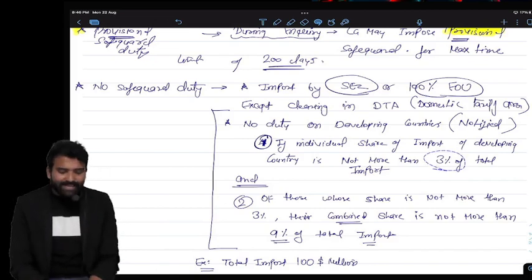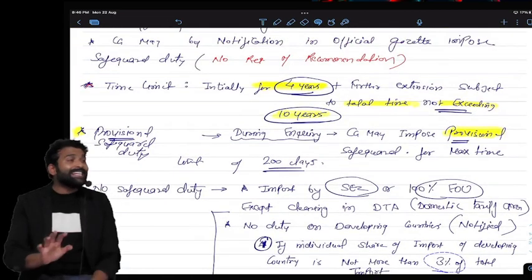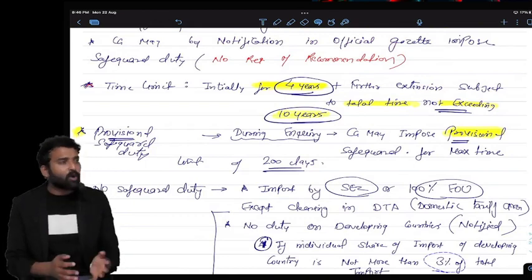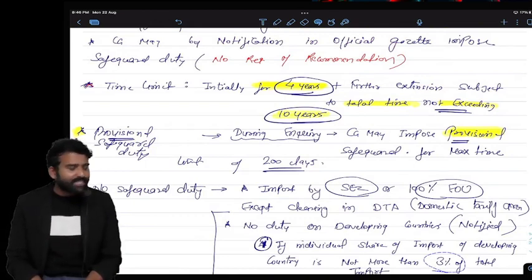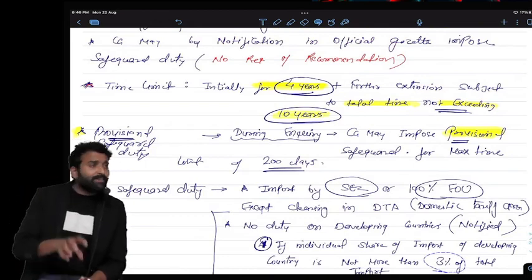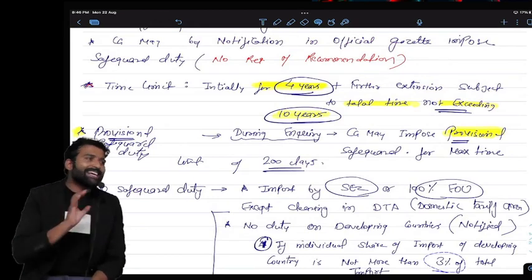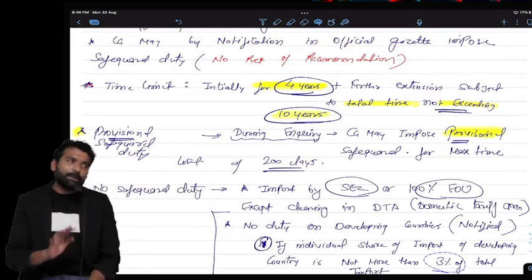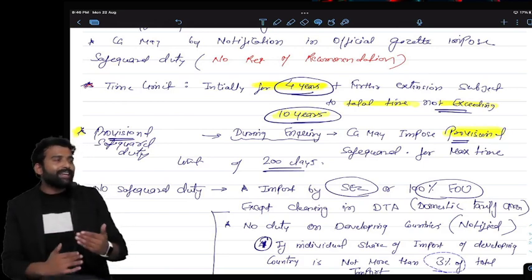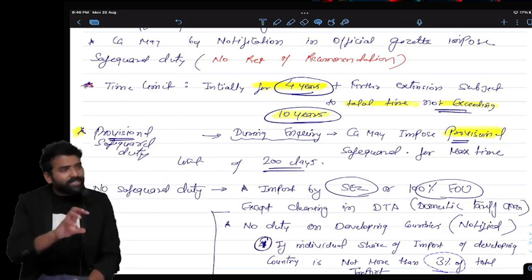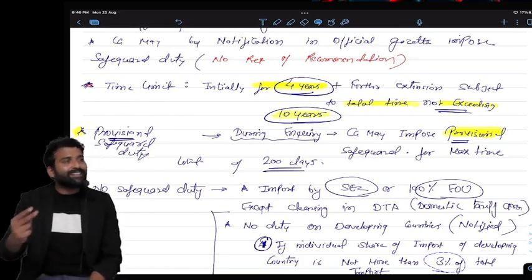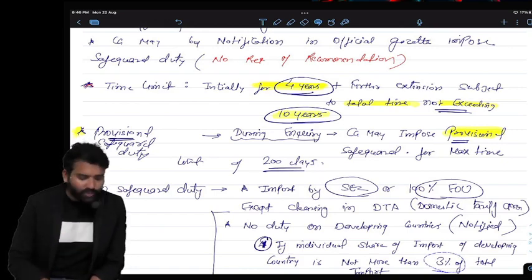ओके, वापस रिपीट कर देता हूँ. प्रोटेक्टिव ड्यूटी लगाई जा रही है इंजरी को हील करने के लिए, बिकॉज ऑलरेडी डोमेस्टिक इंडस्ट्री सफ़र कर रही है. So this duty will be imposed for 4 years, but with the extension time period, this duty can be increased up to 10 years. During inquiry, the government can impose the duty provisionally for 200 days. Later, they have to notify the final duty.